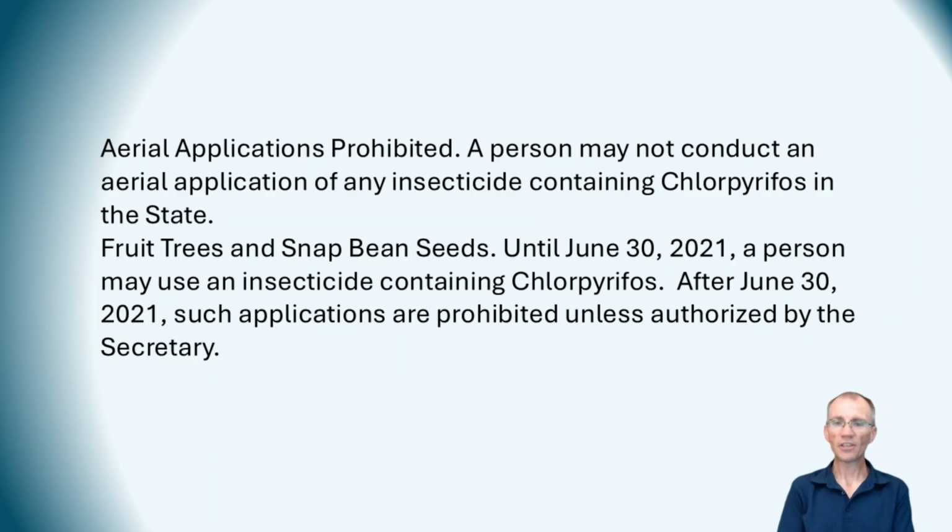Aerial applications prohibited. A person may not conduct an aerial application of any insecticide containing chlorpyrifos in the state. Fruit trees and snap bean seeds: until June 30th, 2021, a person may use an insecticide containing chlorpyrifos. After June 30th, 2021, such applications are prohibited unless authorized by the Secretary.